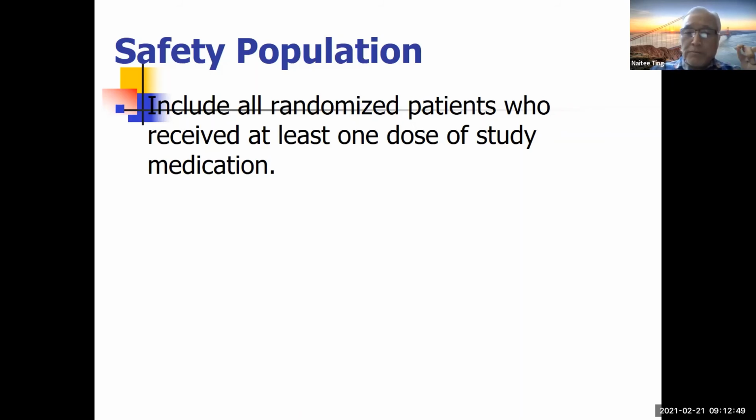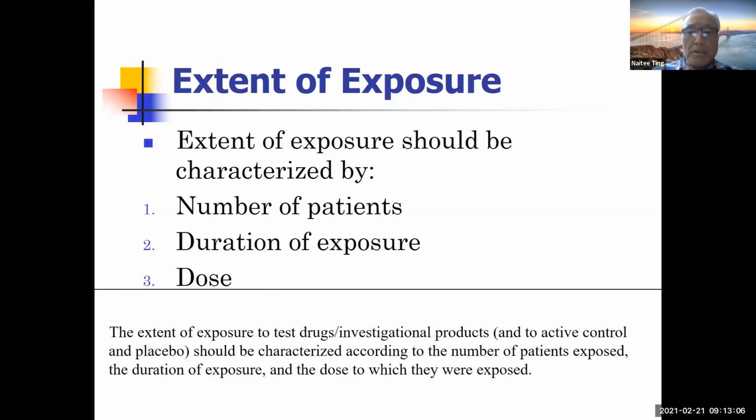And by the way, for both safety and demographic tables, the analysis sets are based on the treated set. Only efficacy is based on intention to treat or the full analysis set. So we come back to extent of exposure: number of patients, duration, and dose. The extent of exposure to test drug or investigational product should be characterized according to the number of patients exposed, duration, and the dose. So that's your denominator.